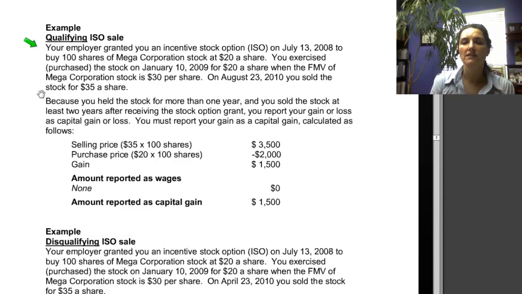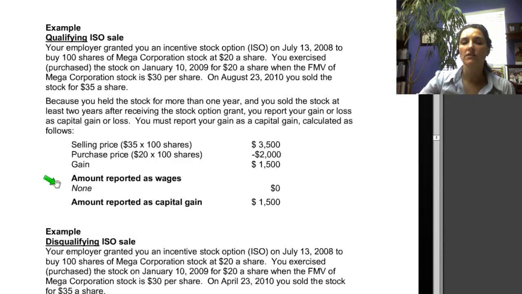Then on August 23, 2010, you sold the stock for $35 a share. Because you held the stock for more than 1 year and you sold the stock at least 2 years after receiving the stock option grant, you must report your gain as a capital gain, and you calculate your capital gain as follows. You take the selling price, which is $35 times 100 shares, and that gives you a selling price of $3,500. You then look at your purchase price. Well, your purchase price was $20 a share, multiplied out by 100 shares. That gives you a cost of $2,000, giving you a gain or profit on the sale of $1,500.